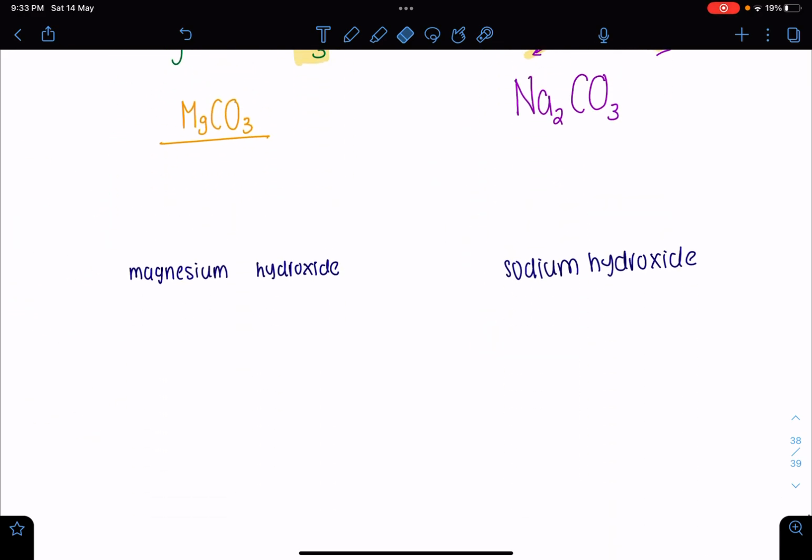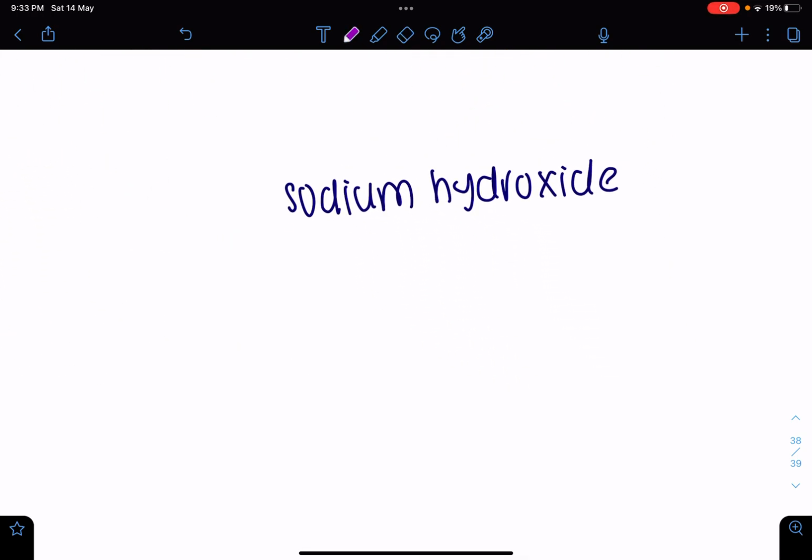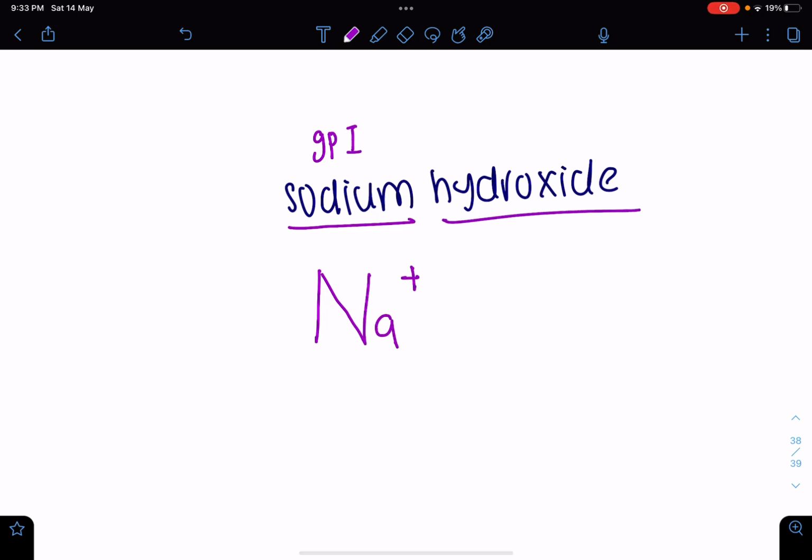Alright, now let's take a look at another example. Let's take a look at sodium hydroxide first. Sodium is a group 1 element as mentioned, so the formula of the ion will be Na+. Hydroxide is a special anion, so you've got to memorize it. It is OH-. Hydroxide refers to 1 oxygen and 1 hydrogen bonded together.